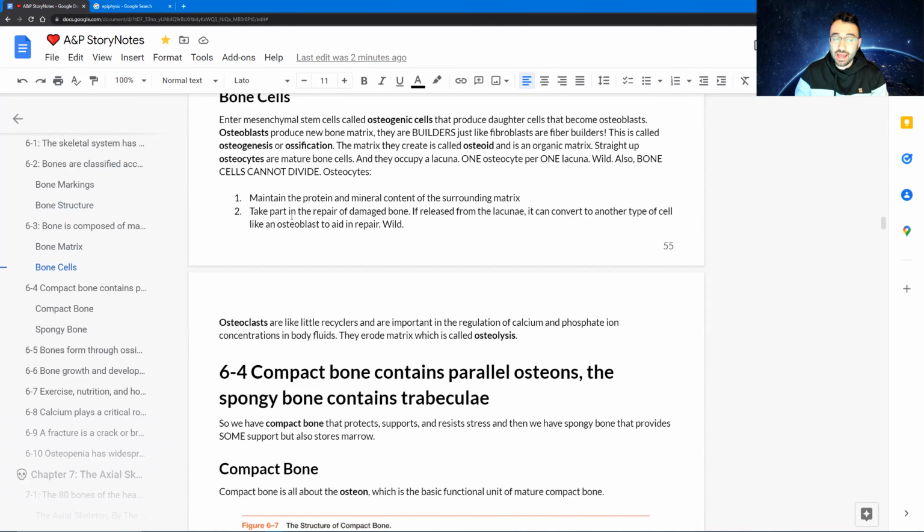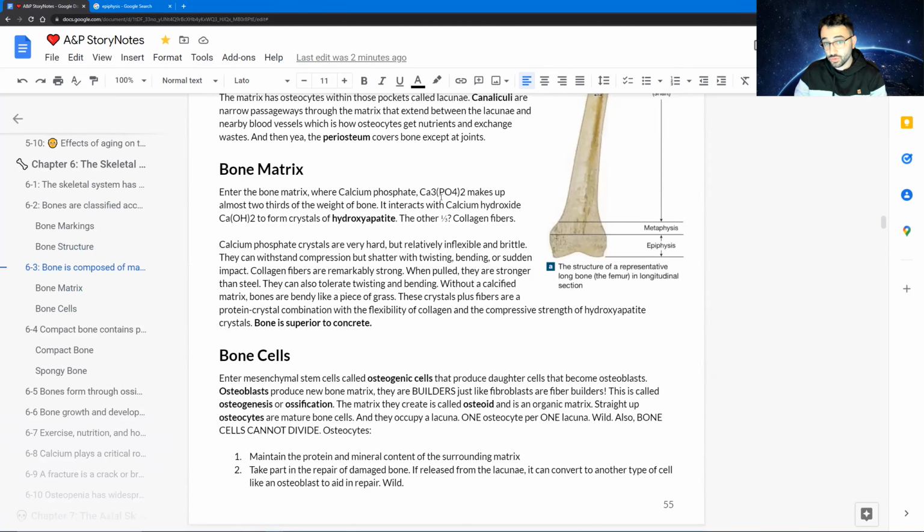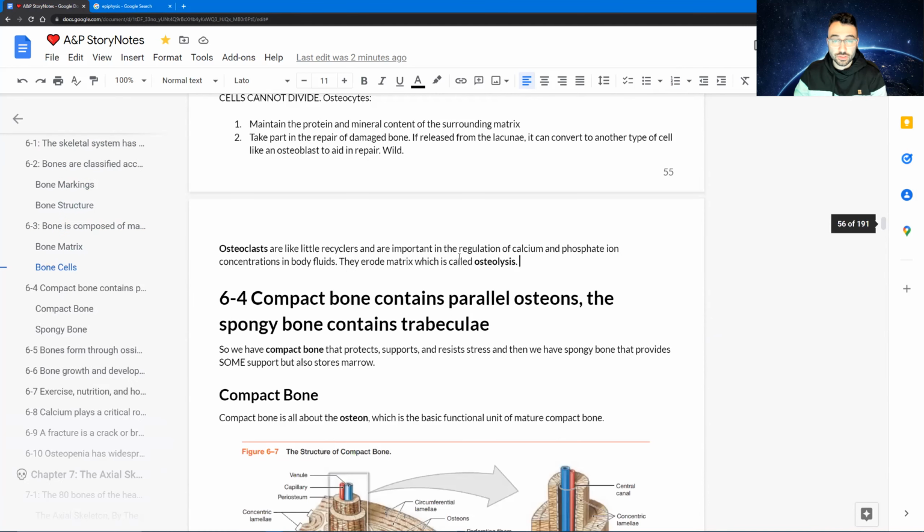All right. Osteoclasts. We have osteoblasts, which build. Osteoclasts are little recyclers. They're kind of like the bone maintenance men or women. They're important in the regulation of calcium and phosphate ion concentration. So the Ca3(PO4)2, when that dissociates, you have calcium ions, which would be cations, positive. And the phosphate, PO4, which would be 3- , would be that anion. So they're going to regulate all these ions, especially in relation to body fluids. They're also going to erode bone matrix. That's called osteolysis. So lysis meaning cell death or cell bursting, osteo meaning bone.